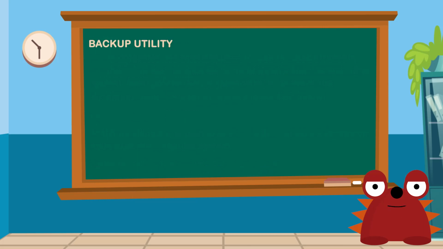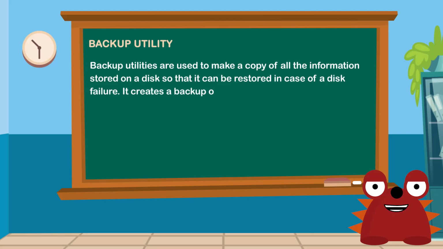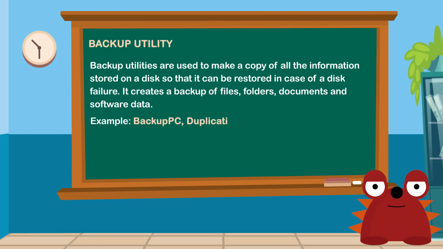Next is backup utility. These are used to make a copy of all the information stored on a disk so that it can be restored in case of a disk failure. It creates a backup of files, folders, documents, and software data. Examples for this are backup PC and duplicity.